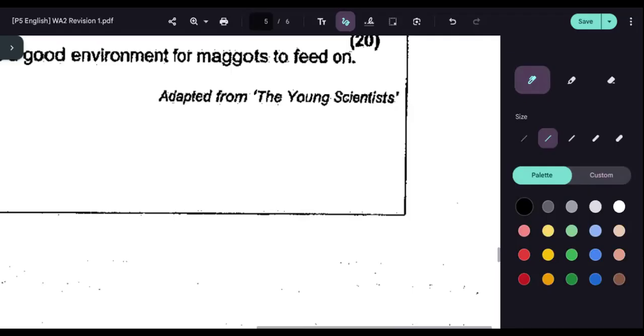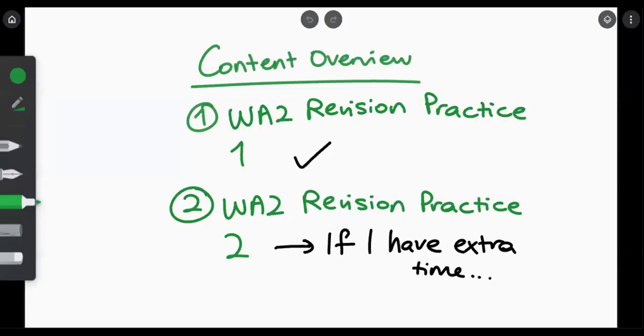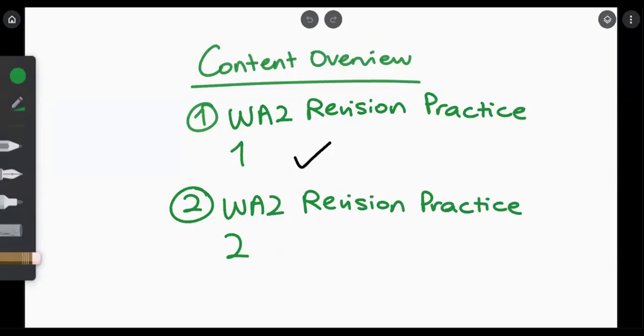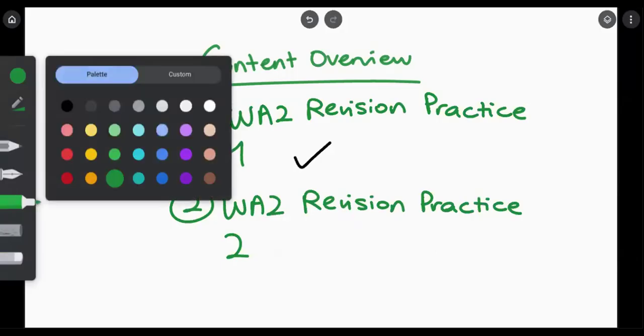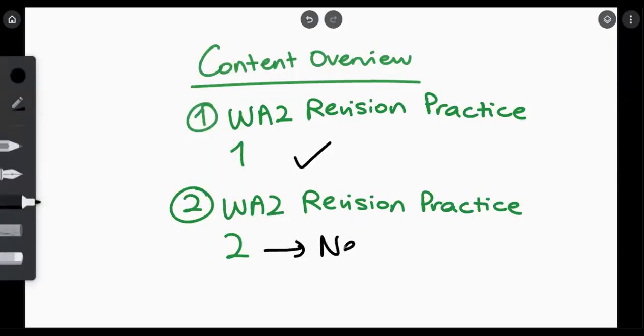Okay, so that will be the end of today's lesson. Unfortunately, today I could not cover WA2 revision practice 2 because I have another class to go to. So this one will be done next week. I will upload it next week, but I'll be recording it today, most likely at night. The content overview, we have finished this. So that will be it for WA2 revision practice 1. Next week, there will be a WA2 revision practice 2, which I will also cover.